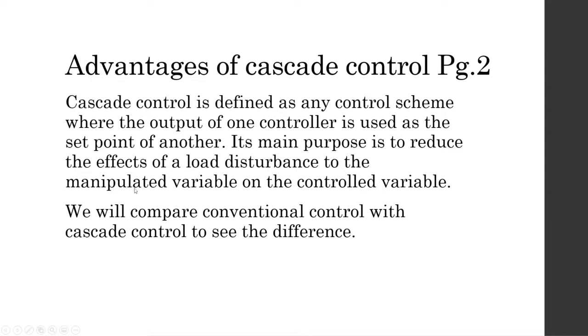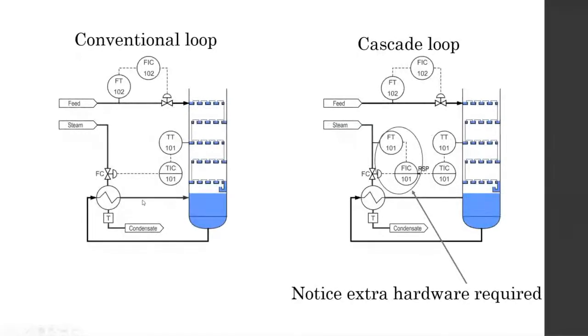So we're going to compare conventional control with cascade control to kind of show you that difference. So fundamentally, if we looked at a couple of different versions of a control loop here, conventional loop here on this distillation column, we have temperature transmitter and a controller controlling the steam flow, which is heating our product. We have a flow transmitter at the top controlling our feed, and that's pretty standard. The temperature is controlled here, our feed flow is controlled here, they're separate from each other, and everything is absolutely fantastic.